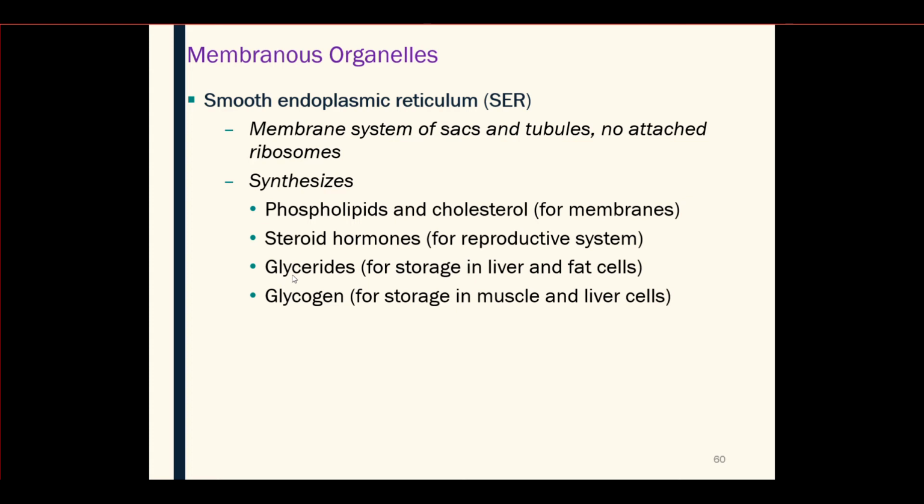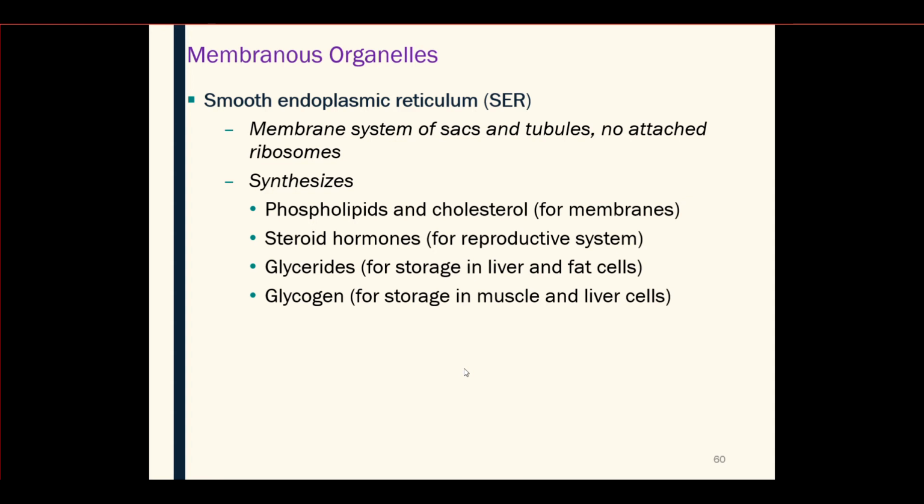In our fat cells, it produces our glycerides, which are fats. And then in our liver and muscle, the smooth ER produces glycogen. But notice all of the things that are produced, none of it is proteins because there are no ribosomes. So I like to think of the smooth ER as producing everything else.